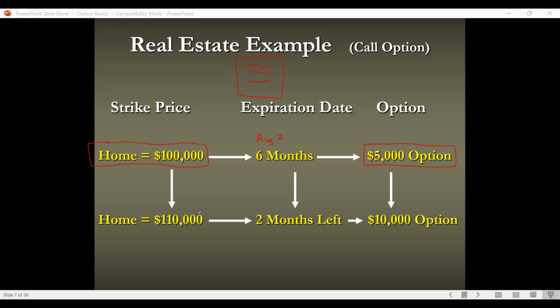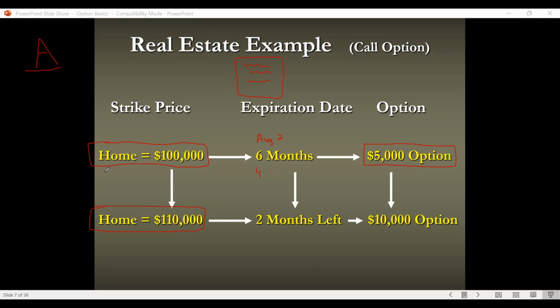So let's say 4 months from now, so we're into June, and that home, sure enough, just like I thought it would, is now worth $110,000. What are my choices here? What are my options here? Well, let's go with choice A and choice B. I don't want to confuse everybody by using that term options here. So choice A, what could I do?